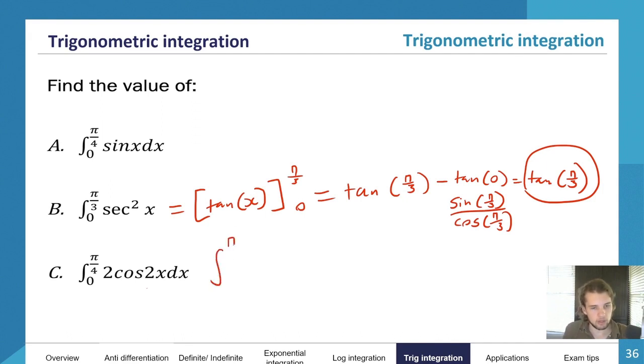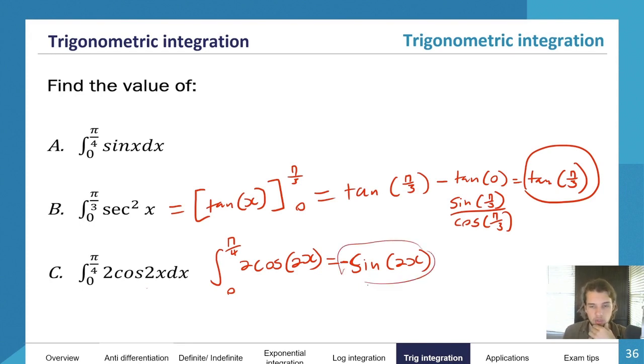So this is the definite integral of 2 cos 2x. Now that's equal to negative sine 2x. You can postulate that, and then you can check it by differentiating this and making sure it equals the same thing when you go back to there.